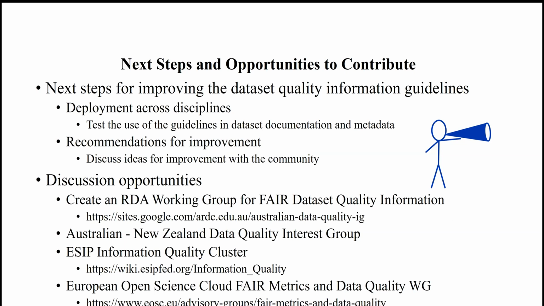diverse disciplines. And then in terms of being able to discuss these further, certainly the first recommendation is to create an RDA working group to look specifically at the FAIR data set quality information and how it might be improved. But also there are groups in Australia, North America, and Europe. In Australia, there's the Australian-New Zealand Data Quality Interest Group. And in North America, there's the ESIP Information Quality Cluster. And that's pretty much going international now. It's got an Australian contingent at least. And then there's the European Open Science Cloud FAIR Metrics and Data Quality Working Group.